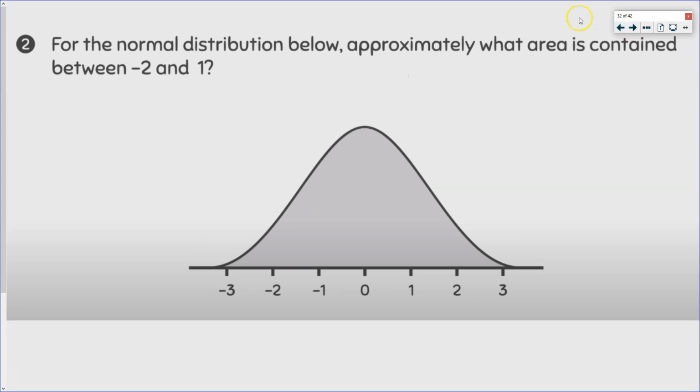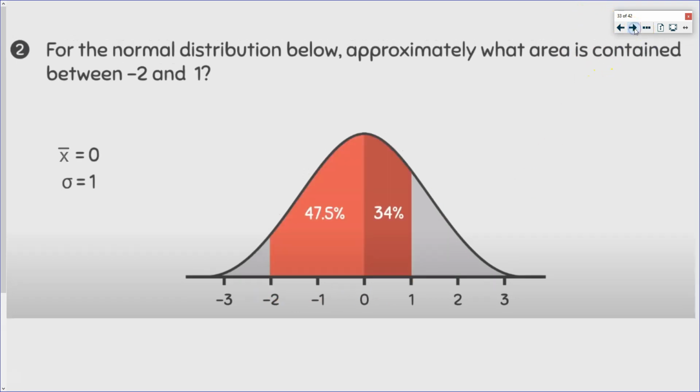Here's a second one. For the normal distribution below, approximately what area is contained between -2 and +1? So if we look at this, it's a little asymmetric again, and we still have that 47.5% that we figured out on the right half of the graph. Well, it's the same on the left half. And then you notice that we're stepping out one standard deviation to the right here, so that would be between these two standard deviations. So this chunk and this chunk, that would be 68. And if I chop 68 in half, I get 34. So I got that area plus that area, and I add those two together simply, 81.5%.